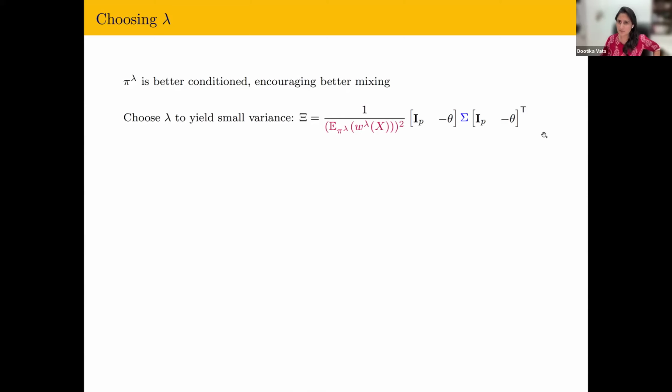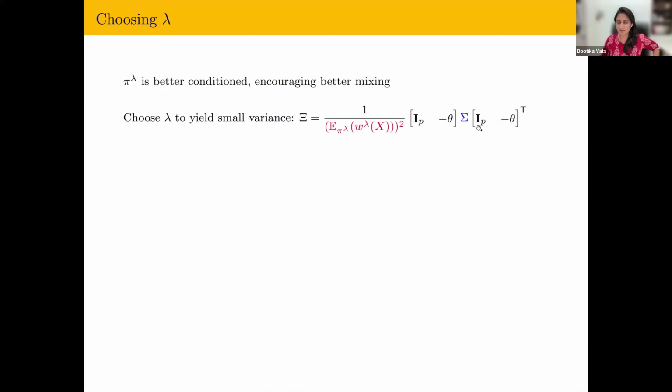Now my asymptotic expression for the variance has a couple of different terms. This first term is coming purely because of the importance sampling paradigm that we've opted for, because this is the square of the first moment of the weights. And the sigma over here is coming because of the MCMC that we have opted for, so this has the MCMC correlation. And then the I_p minus theta is because of the delta method.